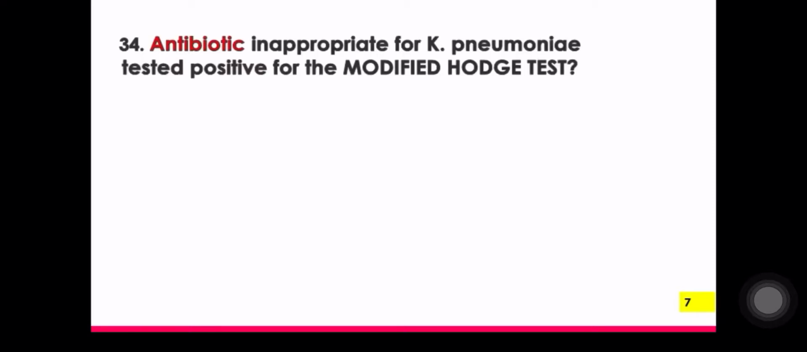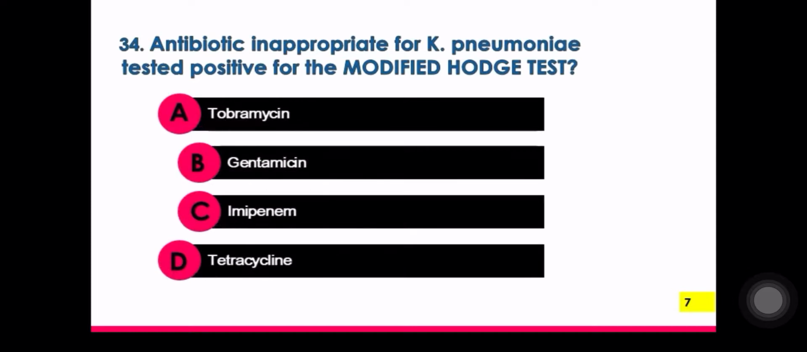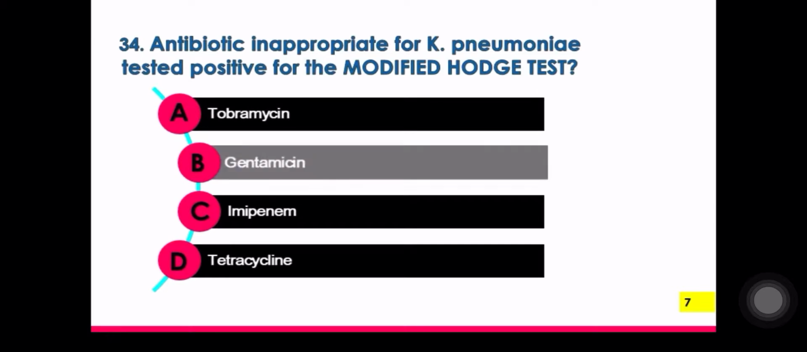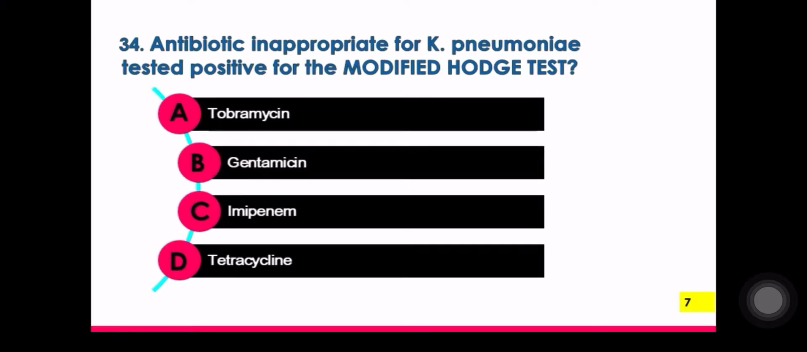Next, for number 34. Which antibiotic is inappropriate for K. pneumoniae that tested positive for the modified Hodge test? Please highlight modified Hodge test. Choices: is it letter A, tobramycin, B, gentamicin, C, imipenem, or D, tetracycline? For number 34, the answer is letter C, imipenem.